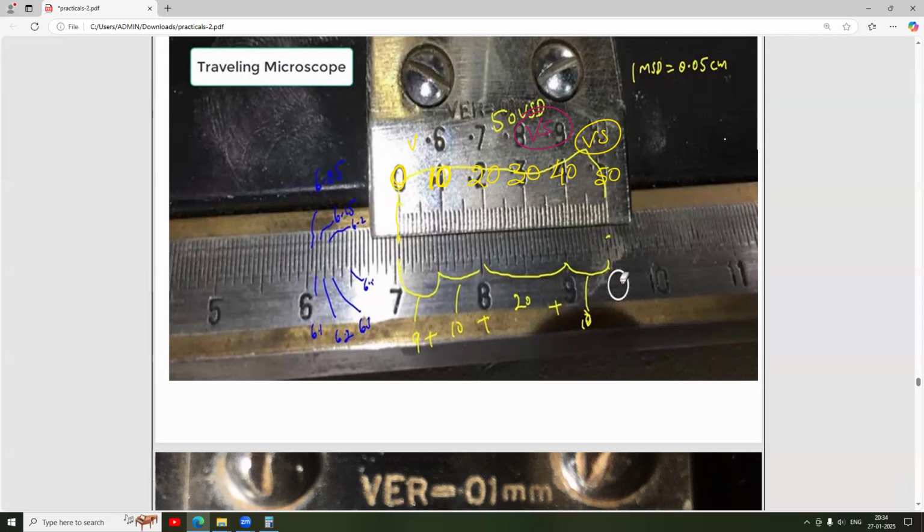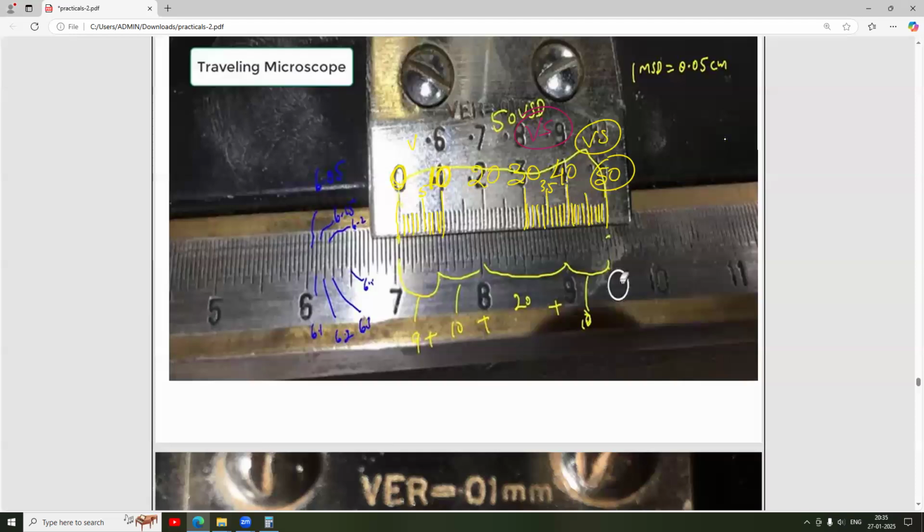This is 0. 1, 2, 3, 4, 5. This is 5. 6, 7, 8, 9, 10. Or if I can mark it here, this is the 30th line. 31, 32, 33, 34, 35, 36, 37, 38, 39, 40. So there are no decimal readings in the vernier scale. They are taken as full lines, integral lines. So 40, 41, 42, 43, 44, 45, 46, 47, 48, 49, 50. So 50 lines in the vernier scale.